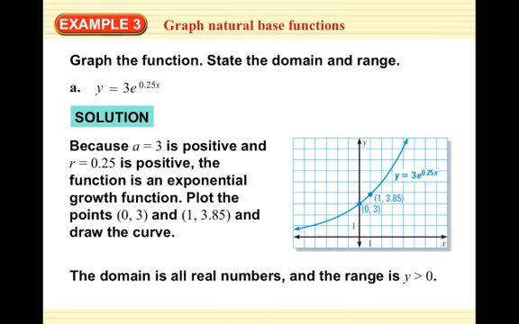So our domain, like any exponential growth function, is all real numbers. We haven't translated to the left or right or up or down, and because we haven't translated up or down, our range is still y greater than 0.